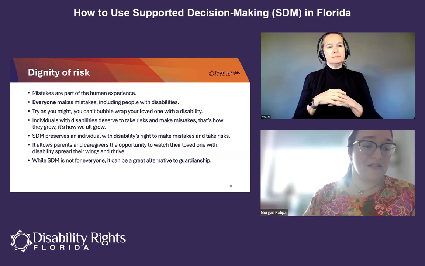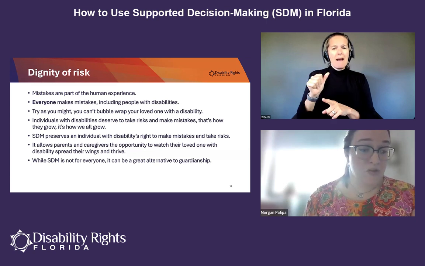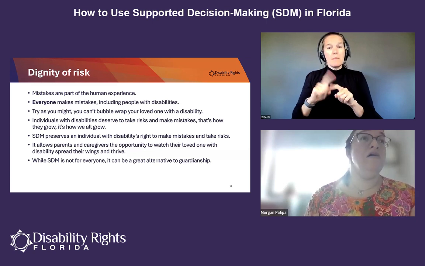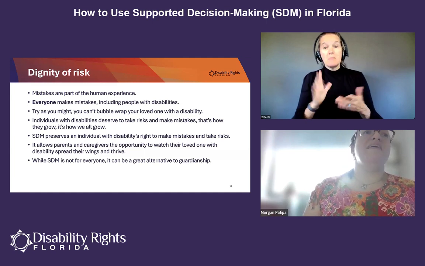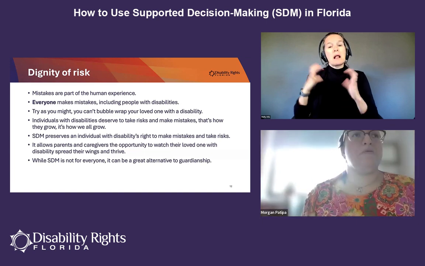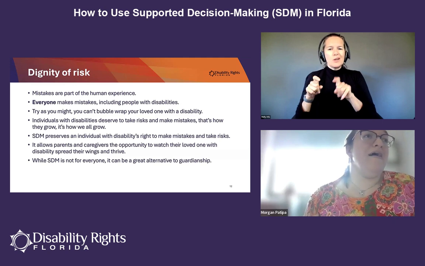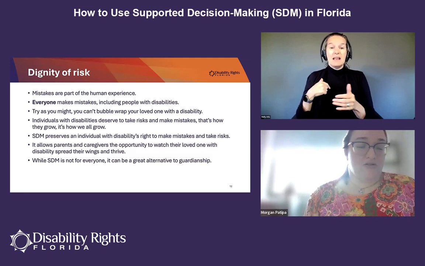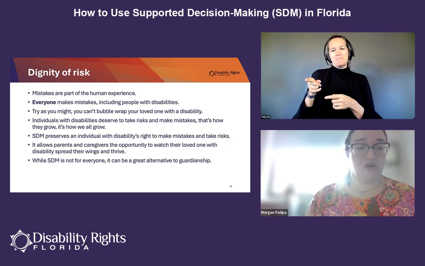And while SDM is not for everyone, it is truly a great alternative to guardianship, right? It is not for everyone. Sometimes when a client comes to me and inquires about SDM, we go through the questionnaire, we go through certain activities, and I have to determine that maybe that's not the greatest alternative to guardianship for them, but it can be a great alternative to guardianship for others.